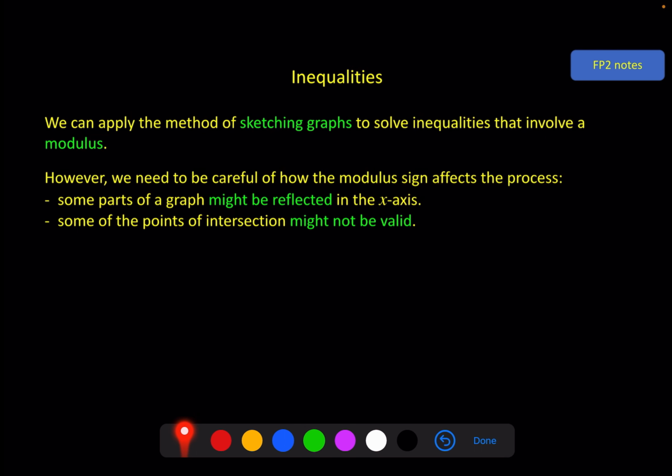I've already talked about one. Some parts of the original graph inside the modulus might be reflected in the x-axis when you apply the modulus sign. But also as we get to the final example, you'll see that some of the points of intersection, and remember from the previous video, we find these because we need to know the values in order to find the solution intervals. So we need to find the points of intersections of two graphs in this method. But when we do that with the modulus, because of them being reflected, some of those might not be valid. And as I said, we'll look at that on the third example.